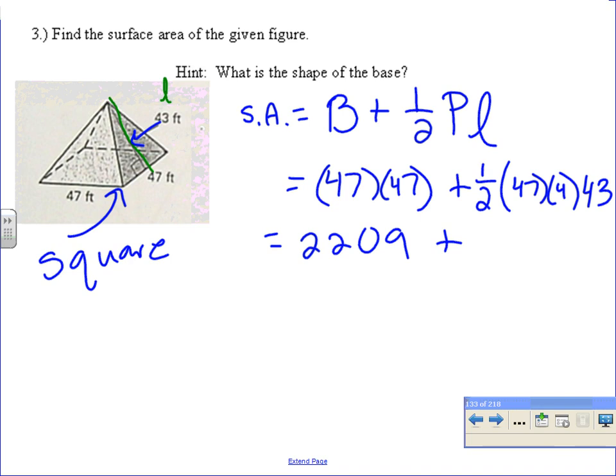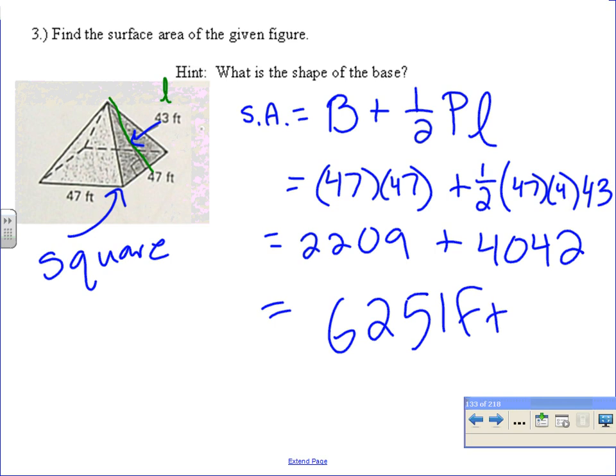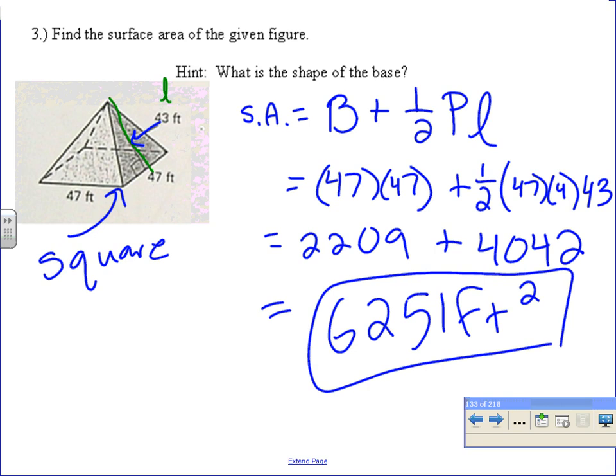Steve, what'd you get? Good, 4,042. What is the total surface area of the pyramid? Abigail? Good. Do you think that's any harder than the cylinder yet? Not really? Okay. Any questions on that one?